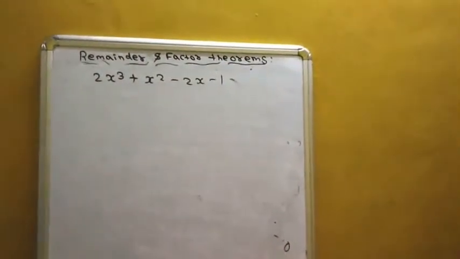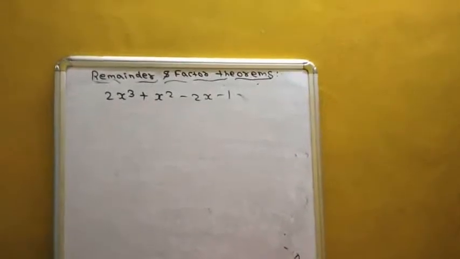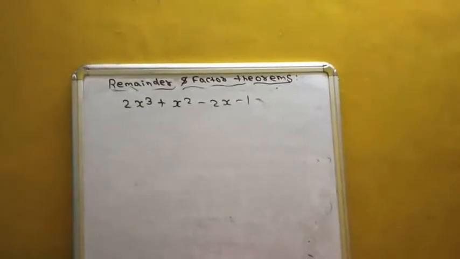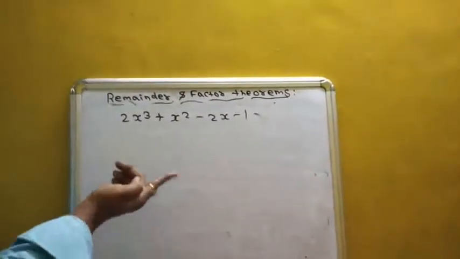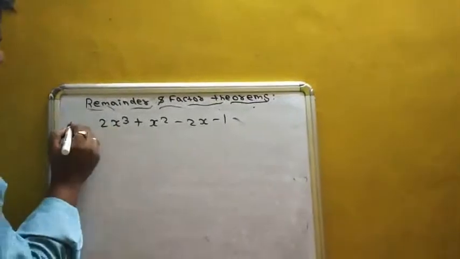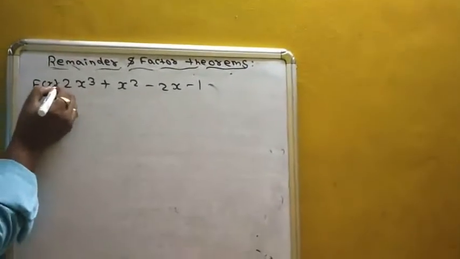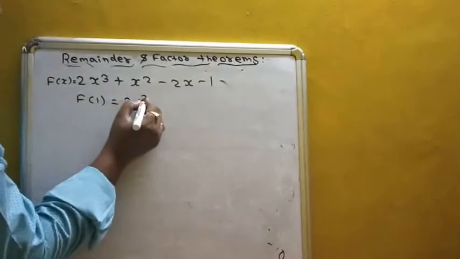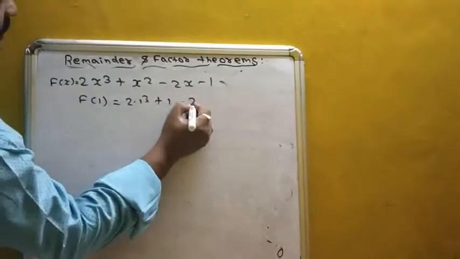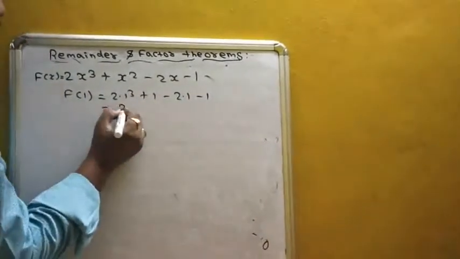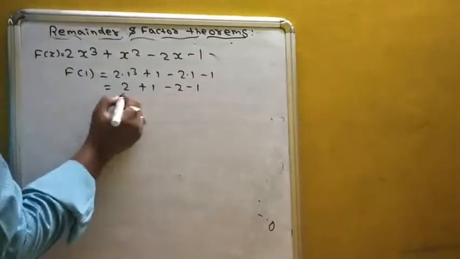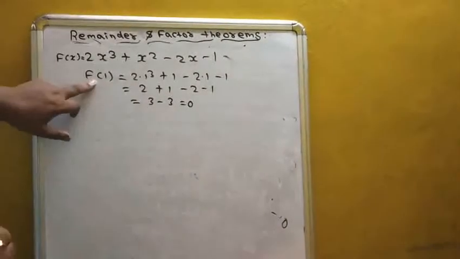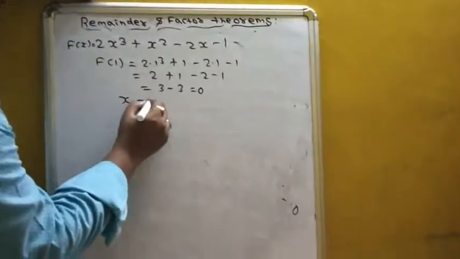So first what you have to do? First by hit and trial method you find out the first factor. How can you find out? You put 1, 2, 3, 4, 5. How can you put? First of all you write here f of x equal to this one. You write f of 1. f of 1 equal to how much? 2 into 1 cube plus 1 square minus 2 into 1 minus 1. So 2 plus 1 minus 2 minus 1 equal to how much? 3 minus 3 equal to, you are getting 0. So x value, you are getting x equal to 1.